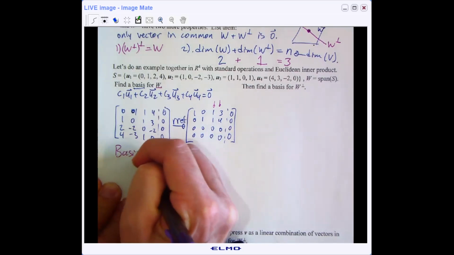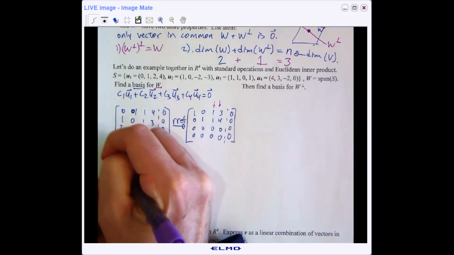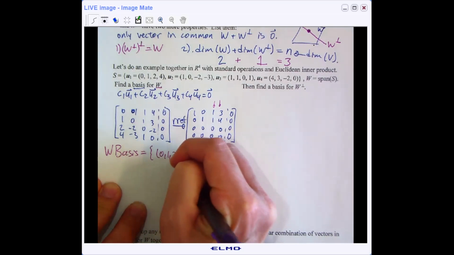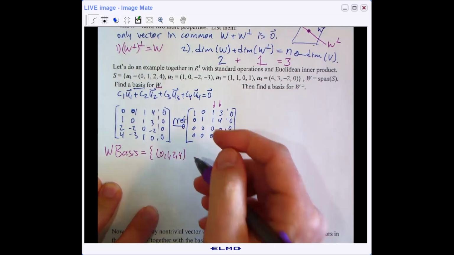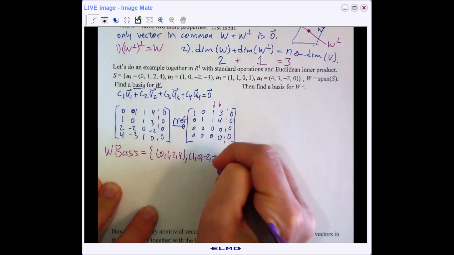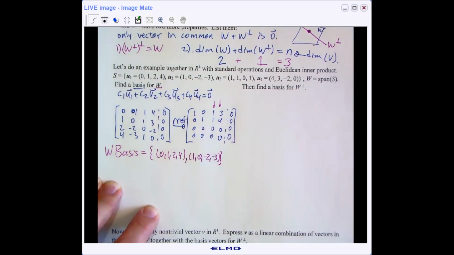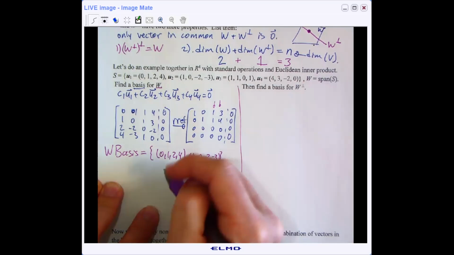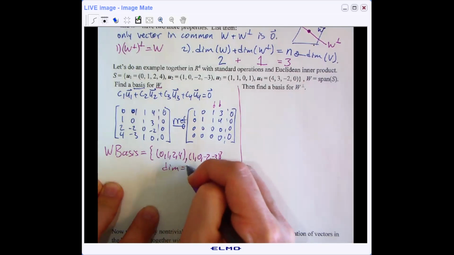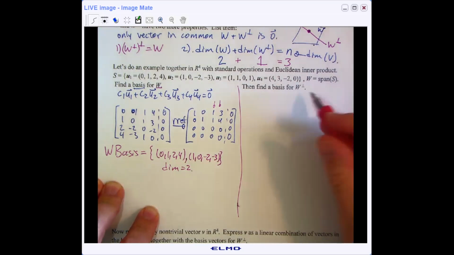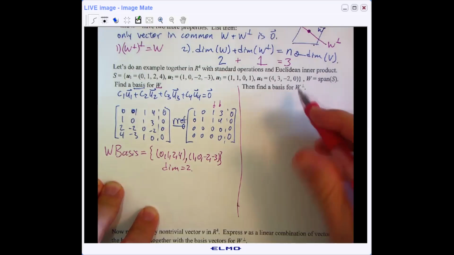So that means W is going to be 2-dimensional, and it will be covered by the vector 0, 1, 2, 4 together with 1, 0, -2, -3. So that's W, and that's a 2-dimensional subspace in 4-dimensional space. So let's see if we can find W perp. Well, it's what's orthogonal to W.